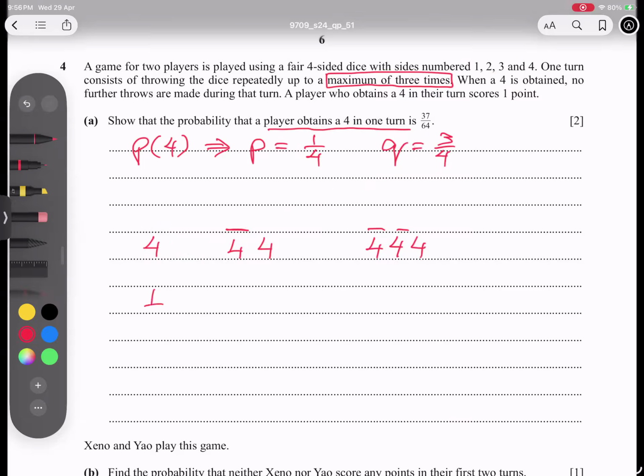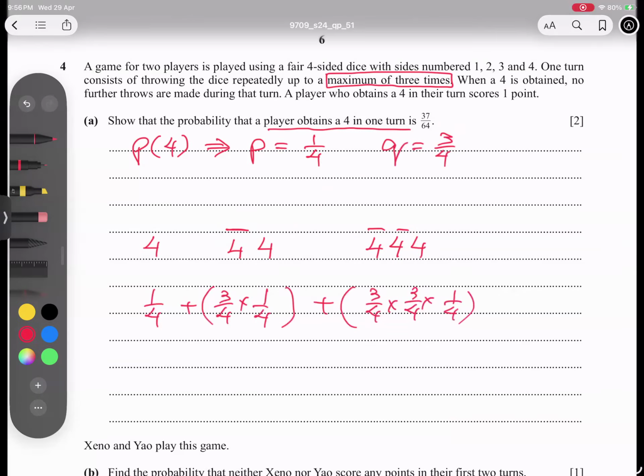So let's start. 4 means 1 over 4, so I'm getting here 1 over 4, plus not 4, which means 3 over 4, and then 4, which is 1 over 4. I hope this part is clear. And the last attempt: finally, 2 times not 4, not 4. So 3 over 4 into 3 over 4, and then 4, and it is 1 over 4.